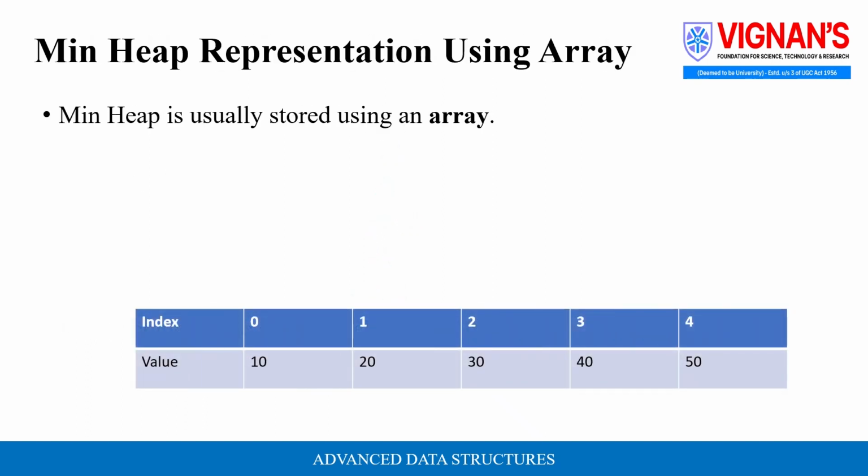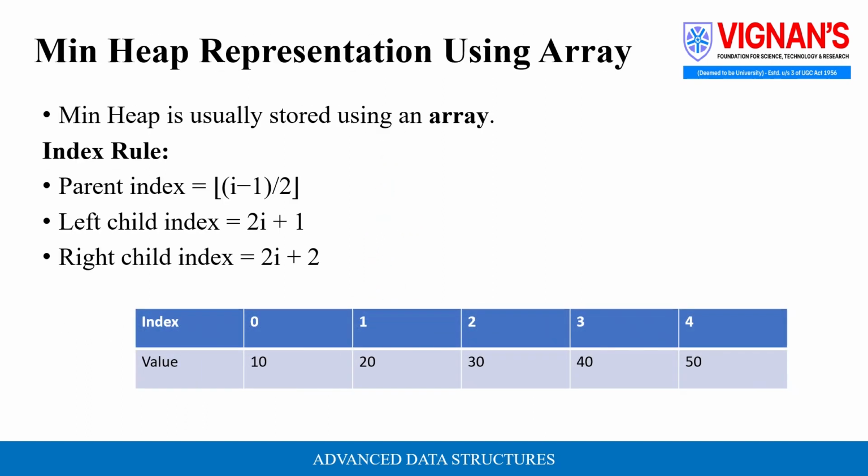A min heap is usually stored using an array. In an array representation, elements are stored level by level, from left to right. We follow specific index rules to find parent and child nodes. For any element at index i, the parent index is calculated as (i-1)/2. The left child index is 2i+1. The right child index is 2i+2. Now, consider the array representation shown.